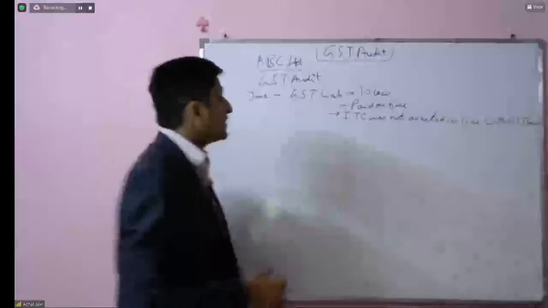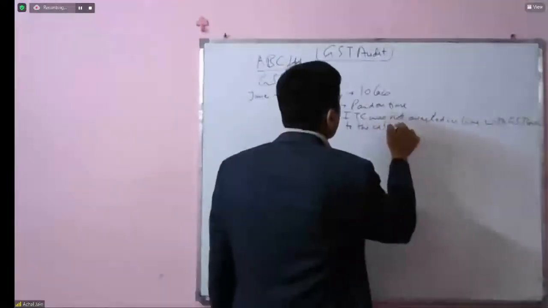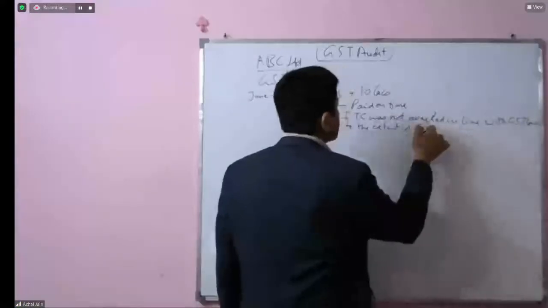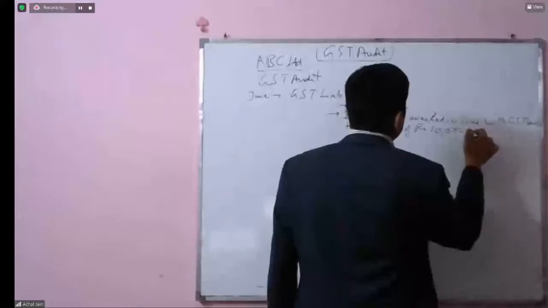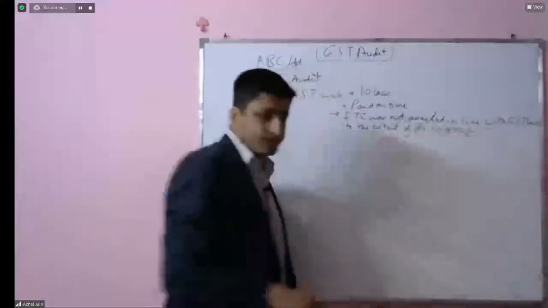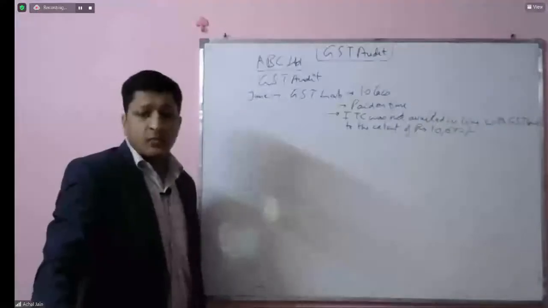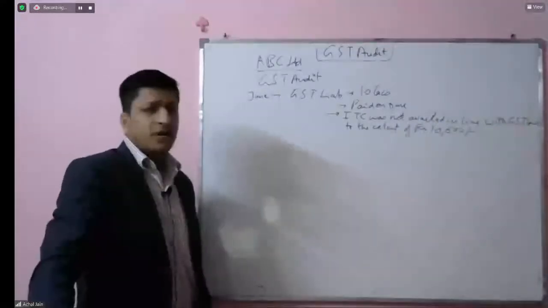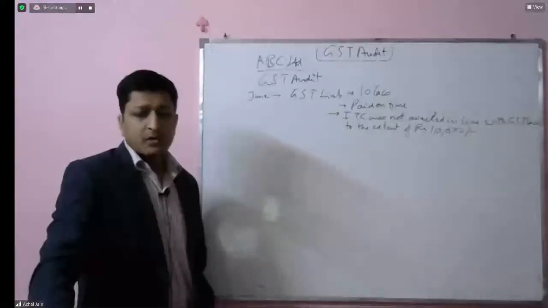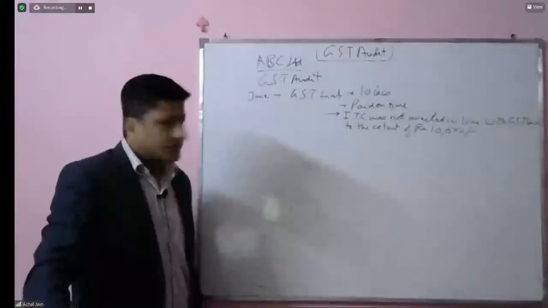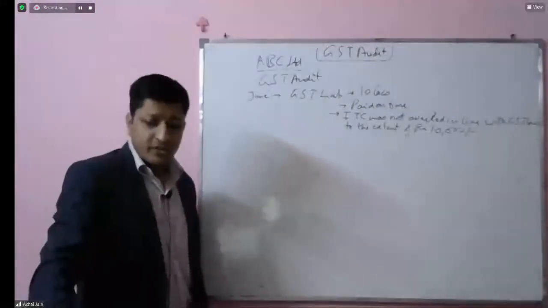So to the extent of rupees 10,000. Means 10,000 input tax credit was, you can say, wrongly claimed. Okay, which was not eligible, but that was wrongly claimed. So Reena, this is the question. This is the question which you should expect.